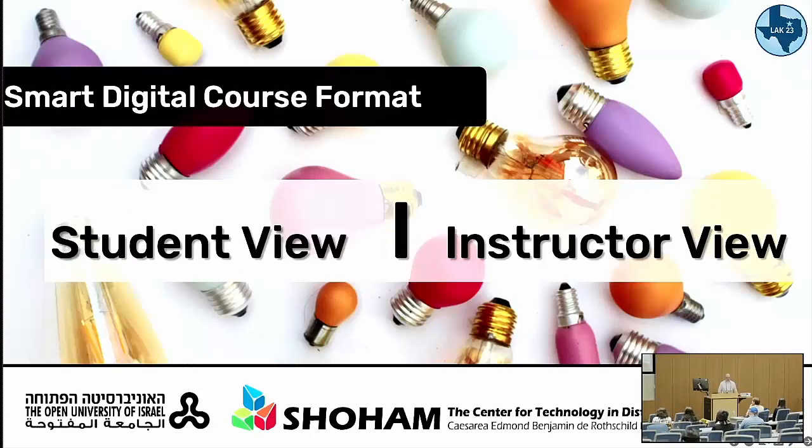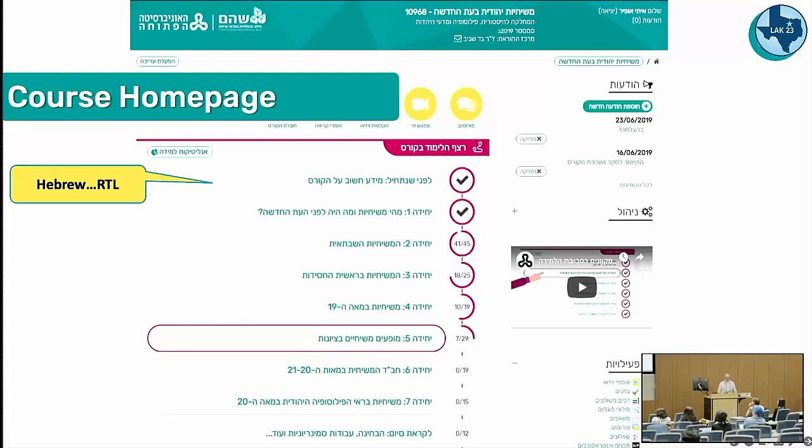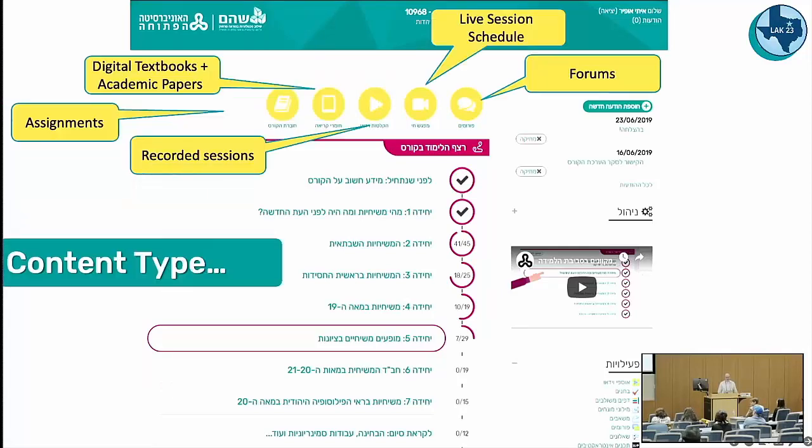You know Formula One, the repair pit, we do it in other ways. Every few months or years, we take the Moodle core out, we put in a new car, and we combine back our OUI plugins. This is how it looks currently. We're working on the next level. Probably next year I can show it. It's Hebrew, so it's right to left. I'm sorry for that. So we have the first format that you can see.